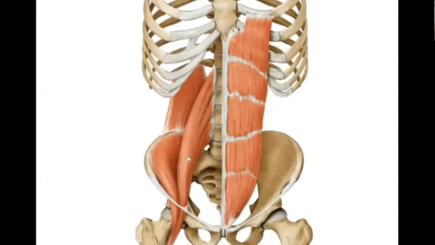All right, so here's your abs over here. The attachments of your rectus abdominis in this case, they're going from your rib cage down over here to around your pubic symphysis. So when they contract, they're going to move your whole spine and bend it over like that.